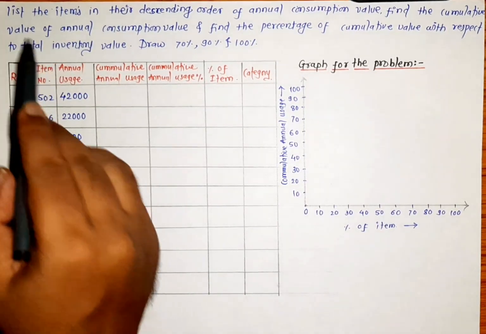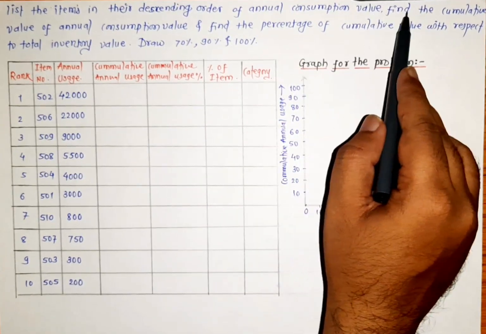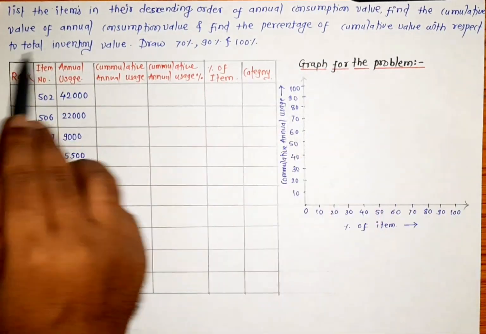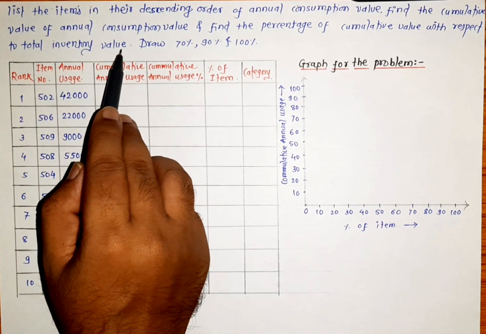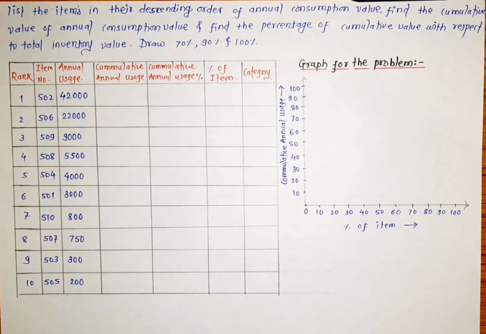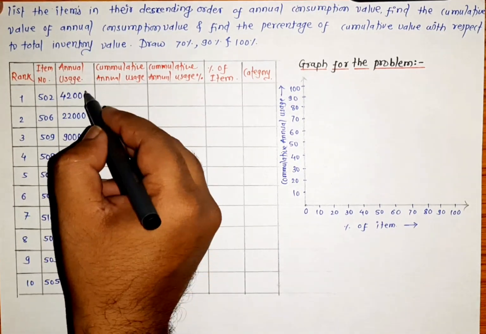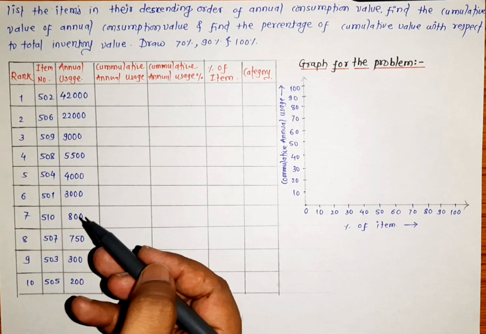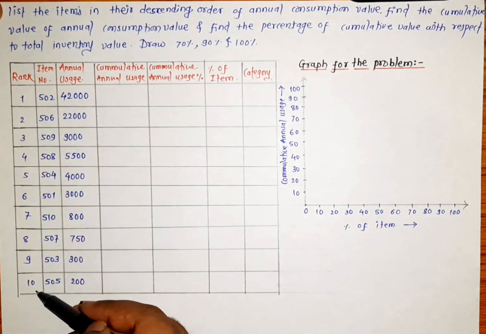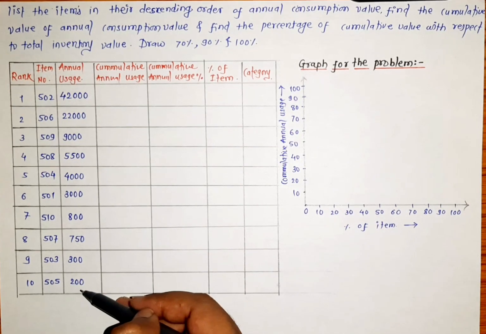In the next step, list the items in descending order of annual consumption value, find the cumulative value of annual consumption value, and find the percentage of cumulative value with respect to the total inventory value, and we have to draw it for 70, 90 and 100%. In the previous table we calculated the annual consumption value, that is annual usage in terms of rupees. Here I have arranged it in descending order, from first rank to the 10th rank. The maximum value is 42,000 and the minimum is 200.